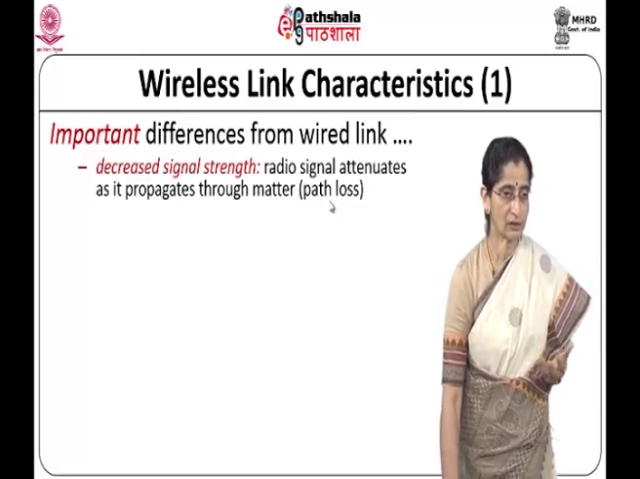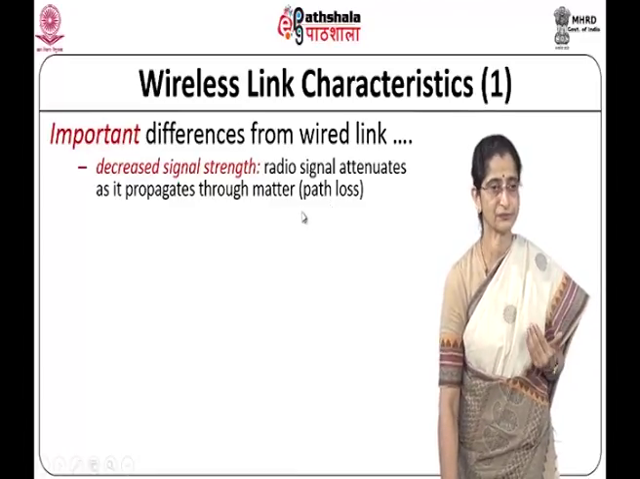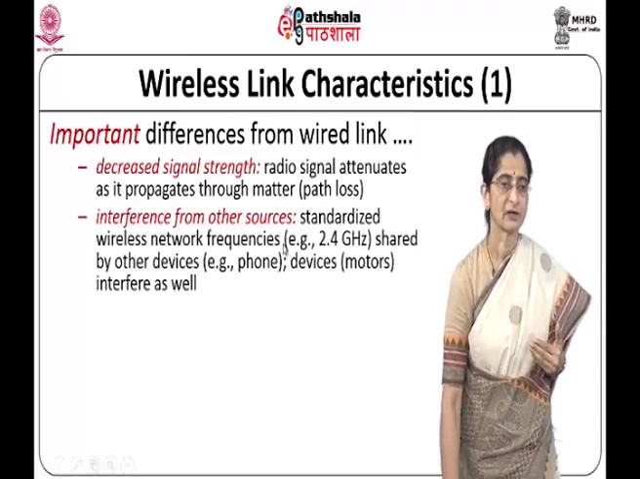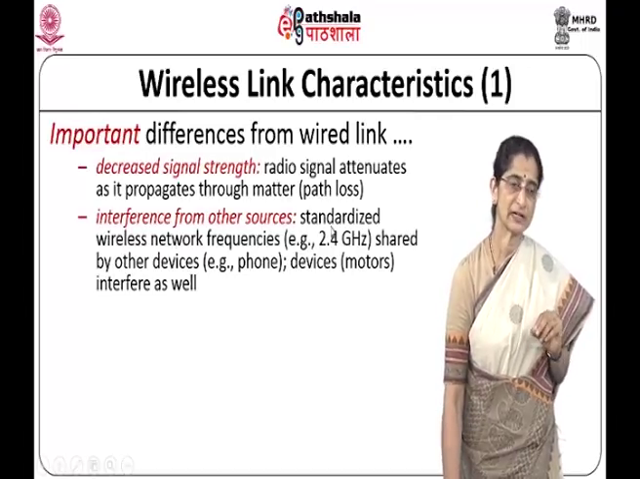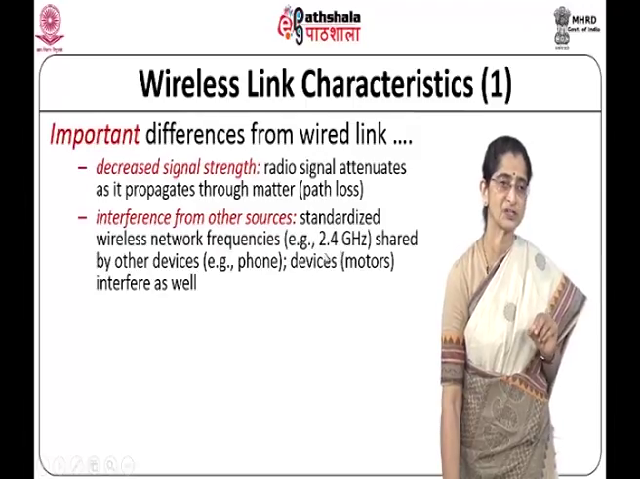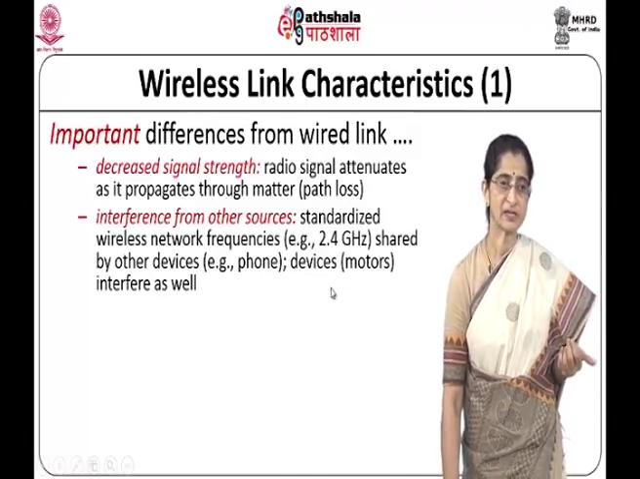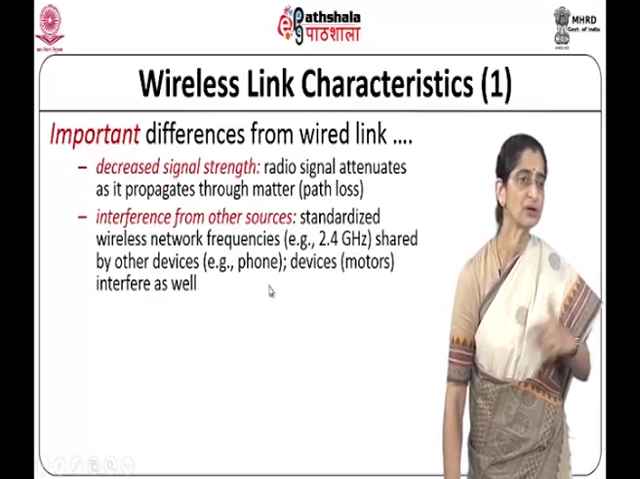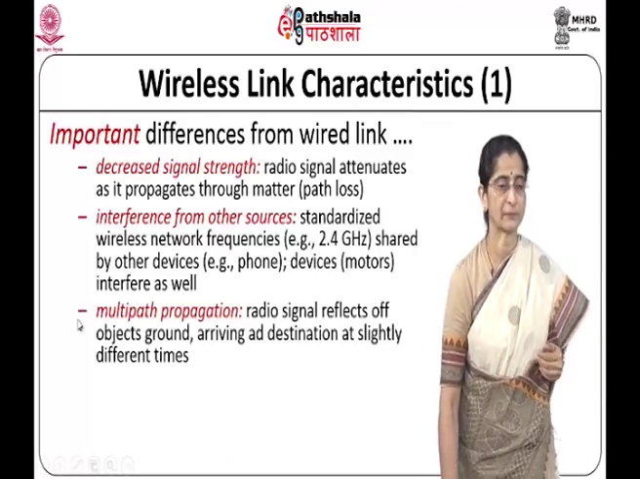Of course, there may be some attenuation in wired networks as well, but in the case of radio signals, it is much more accentuated. Now you can also have interference from other sources. We know that there are standardized wireless network frequencies. For instance, 2.4 gigahertz is shared by other devices as well. Phones and some motors all use the same frequencies, so these could interfere with the transmission at a particular frequency band.